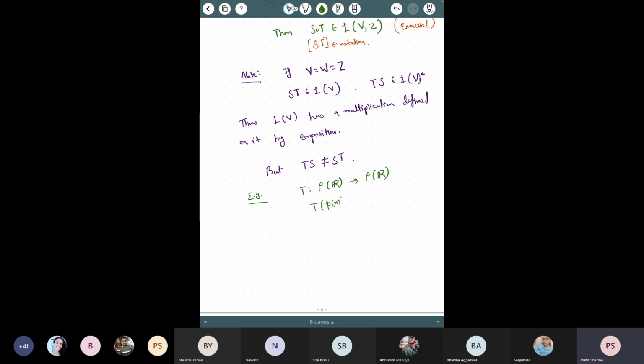Now you take T of p(x), which sends every polynomial to x times p(x): just multiply x with the polynomial. You can verify that this T is a linear transformation. Similarly, look at D. What is this? This is the derivative map. You take any polynomial and send it to its derivative. Then you can verify that TD is not equal to DT. This you can verify yourself.